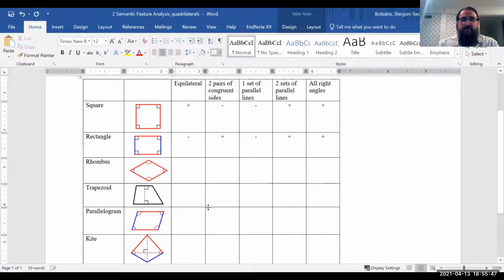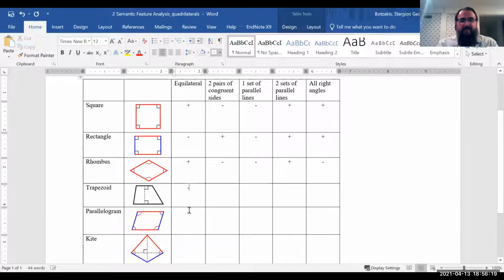A rhombus. Is a rhombus equilateral? It is. Does it have 2 pairs? It doesn't, because it's equilateral. Does it have 1 set? It does not. It has 2 sets. And so far, it's almost exactly the same thing as a square. Actually, it's not almost. It is the same thing as a square, which is why I included this item here. It doesn't have right angles. That's the difference between a rhombus and a square. And technically, a square is a special kind of rhombus, but we won't get into that.